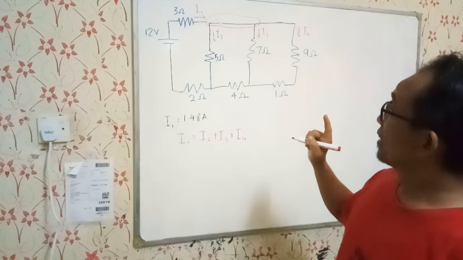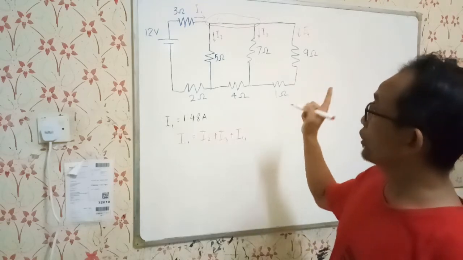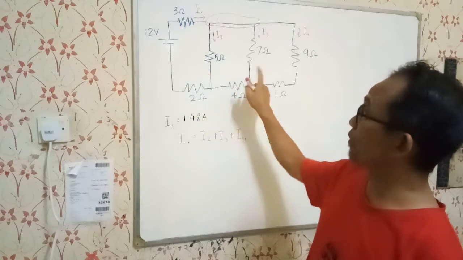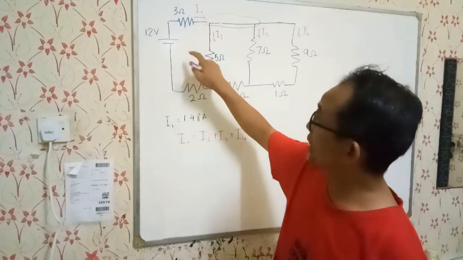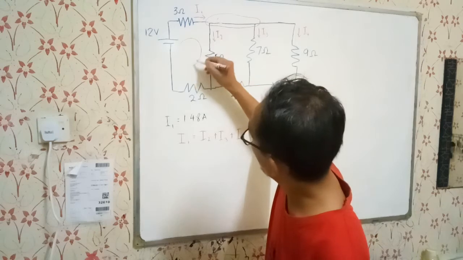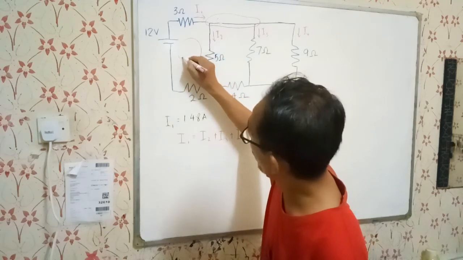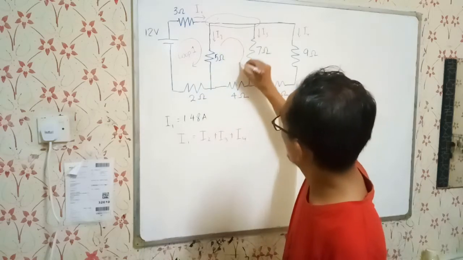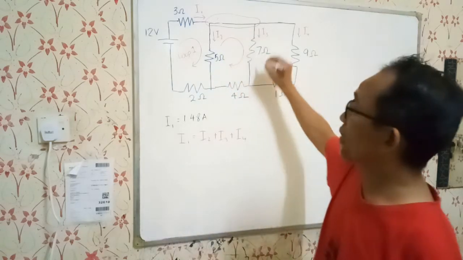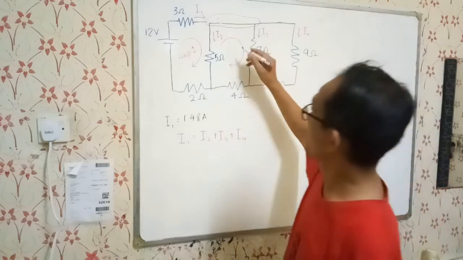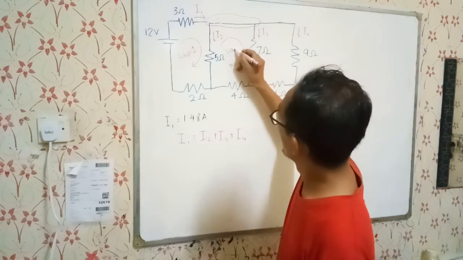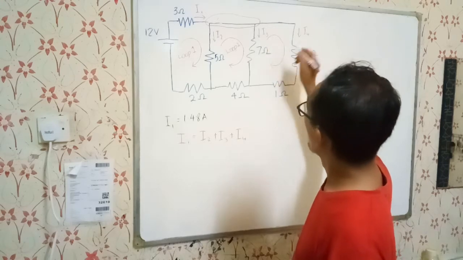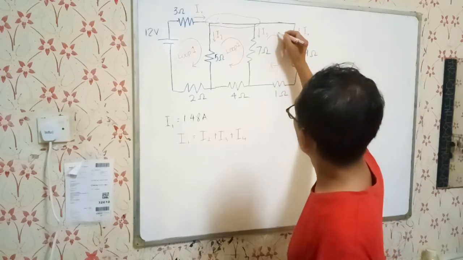Now there are three equations that we need to develop based on the three loops that we have. This is loop number 1, loop 1. This is loop 2. We draw an arrow going clockwise for all the loops here. This is loop 3.